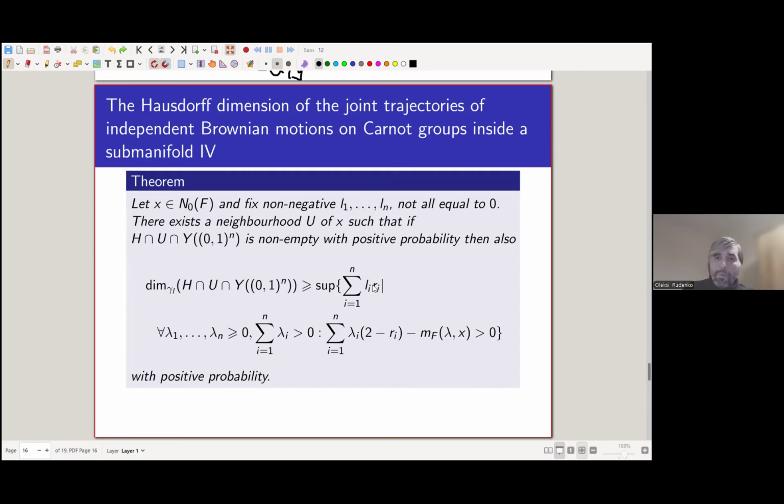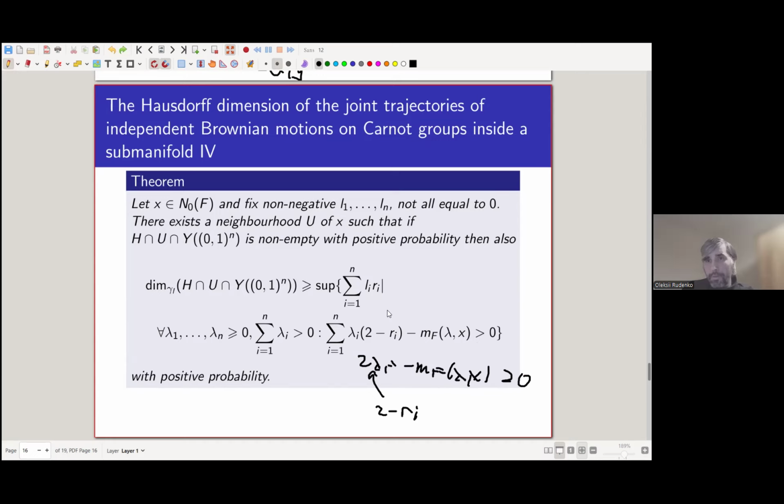But what's happening here is that we know that 2 lambda E minus MF lambda X is always positive for all lambda, because this is the condition for intersections to exist, for the set to be non-empty. But then we add this minus Ri here. So we replace it with 2 minus Ri, and we make Ri larger until this condition fails. And the moment when it fails, this is our supremum.